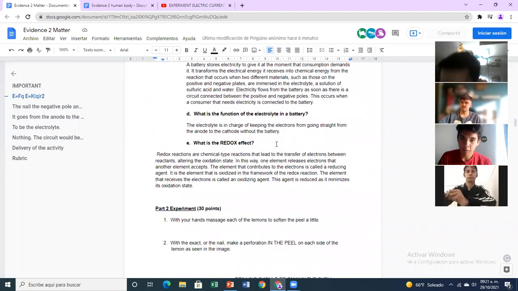What is the function of the electrolyte in a battery? The electrolyte is in charge of keeping the electrons from going straight from the anode to the cathode without passing through the circuit. And what is the redox effect?